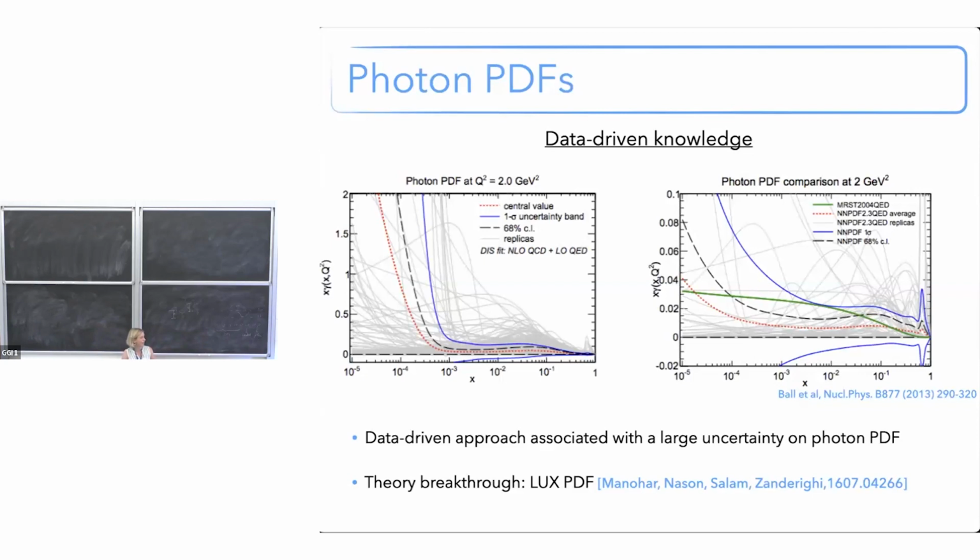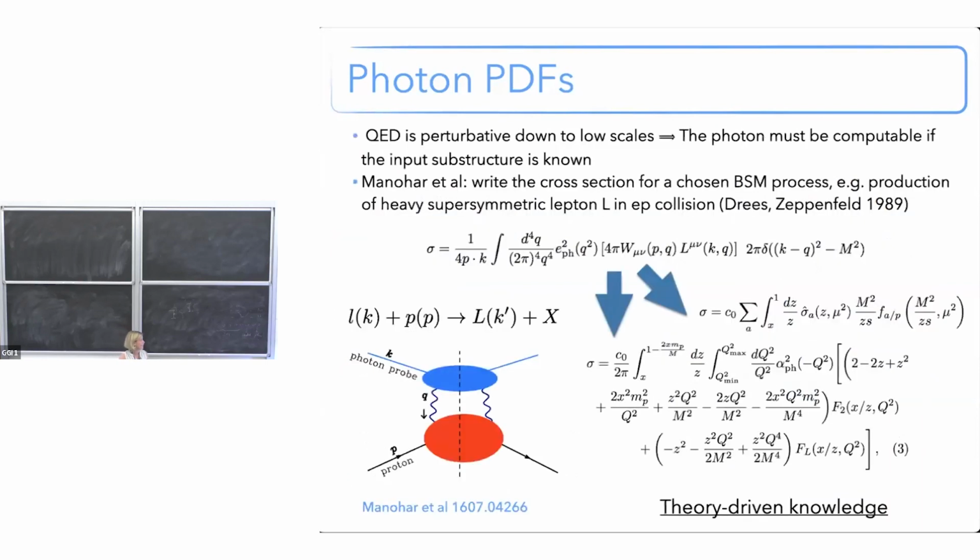But then there was a theory breakthrough. There was the idea of the LUXqed PDF. There was this paper by Manohar, Nason, Salam, and Zanderighi, so I invite you to read it because it's nice. The idea is that QED is perturbatively known up to a very low scale, so the photon must be computable in theory if the proton substructure is known.